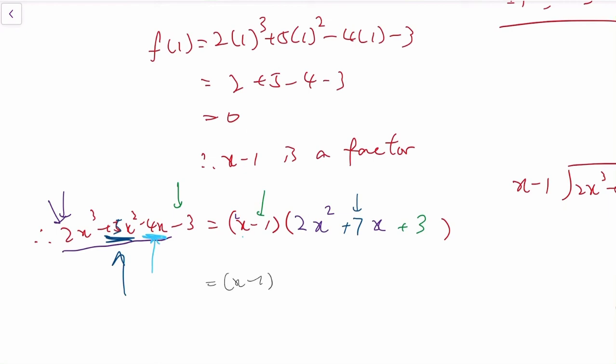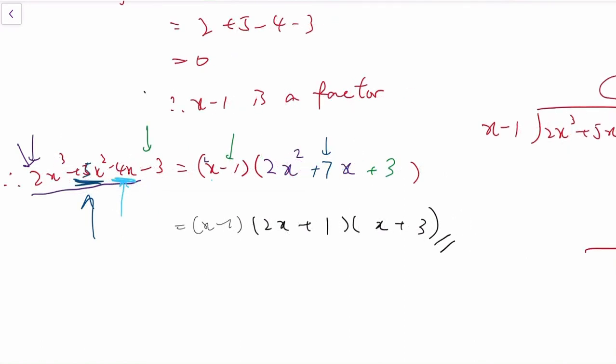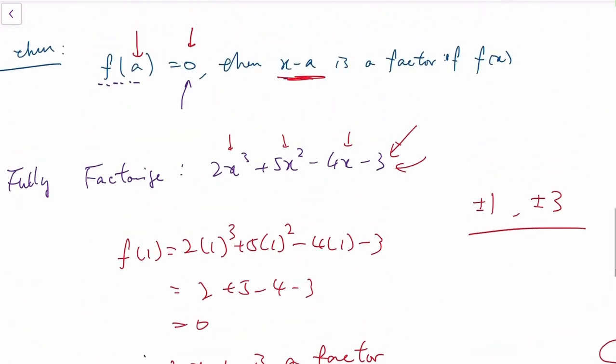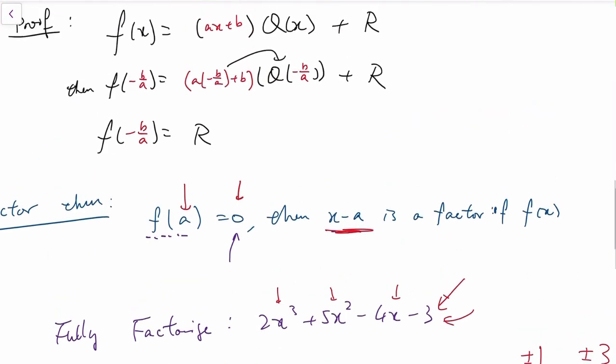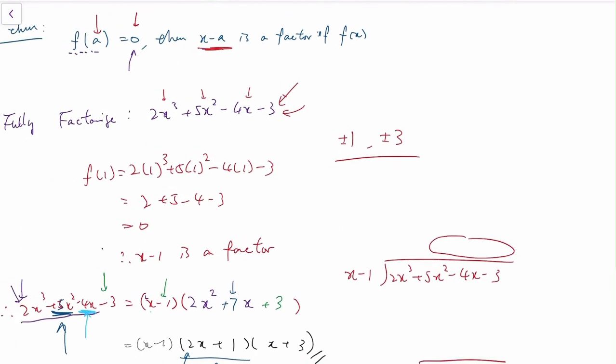Lastly, you would try to see if you can factorize this quadratic as well, which I think this time is possible. And that's a fully factorized cubic. And you probably notice one of the factors has a number in front of x. It is because the number that you guess in the factor theorem could also be a fraction.